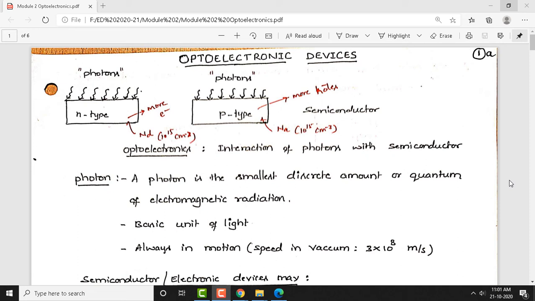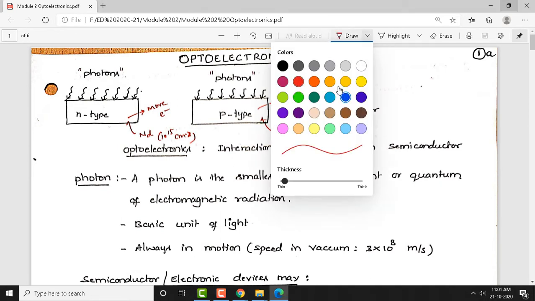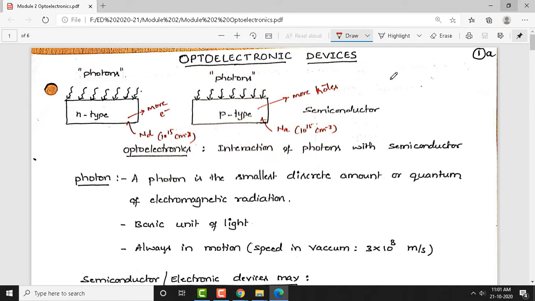Let me commence introducing once again these optoelectronic devices. Optoelectronic devices are a special category of electronic devices. It's one of the branches of engineering which deals with numerous optoelectronic devices.